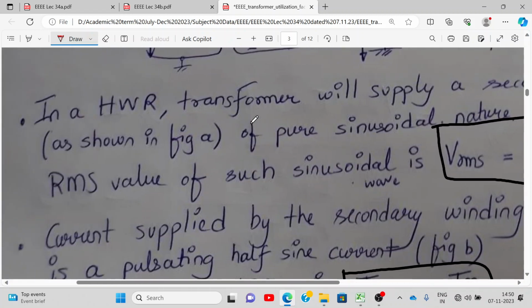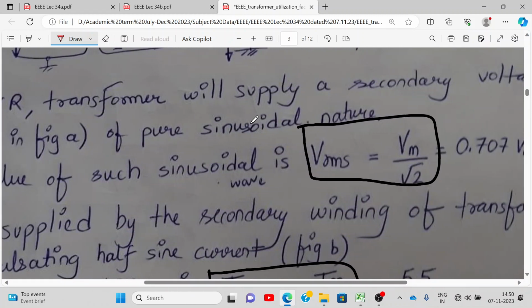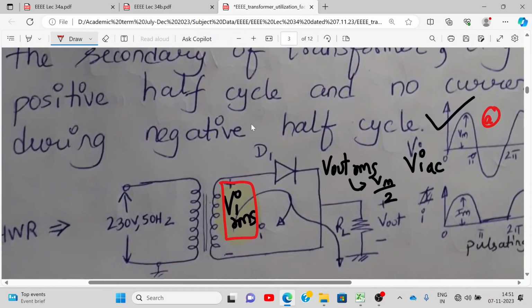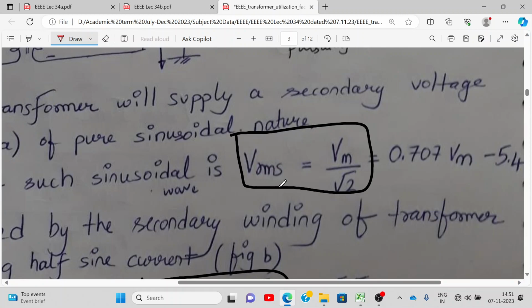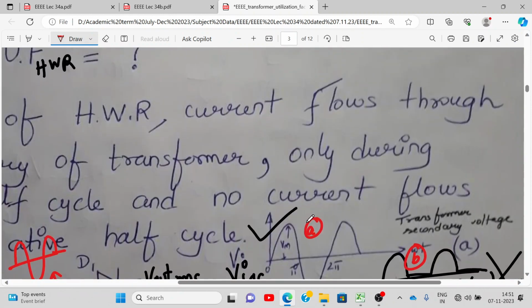So in a half wave rectifier, the transformer will supply a secondary voltage of a pure sinusoidal nature, meaning over here your waveform will be like this, and over here your waveform will be like this. That's the difference, right? So what's the RMS value of a pure sinusoidal waveform? Anyone knows? It was asked in the ISC exam also. Vm by root 2. Of an average AC waveform, RMS value is what? Vm by root 2, right? So VRMS of the secondary of the primary winding will be Vm by root 2, not Vm by 2. Are you understanding? Or you didn't understand still? This we have derived before, Vm by root 2 of this waveform.